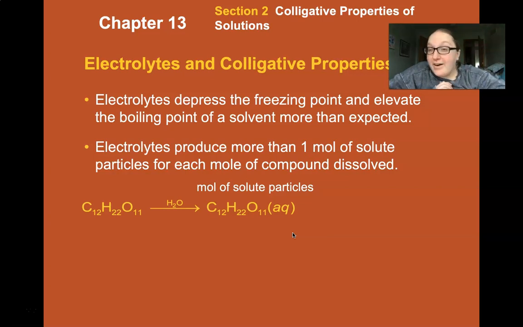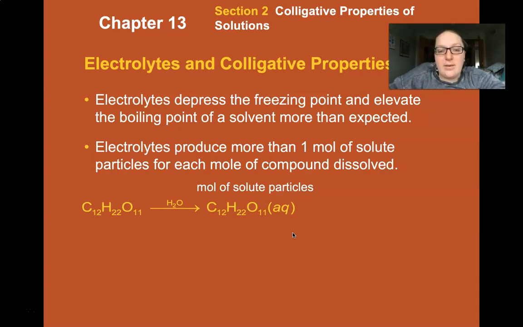So for instance, in salt water, the Na and Cl particles are going to break apart. We're going to get positive sodium ions and negative chloride ions floating around in a solution. Those are actually going to change the freezing point and boiling point more than we would have predicted for something like sugar, which doesn't break apart once it hits water. This has a lot to do with the number of particles that they're going to create.